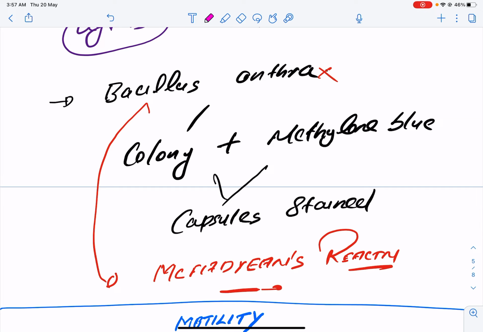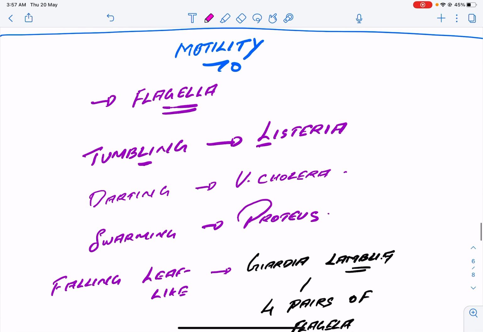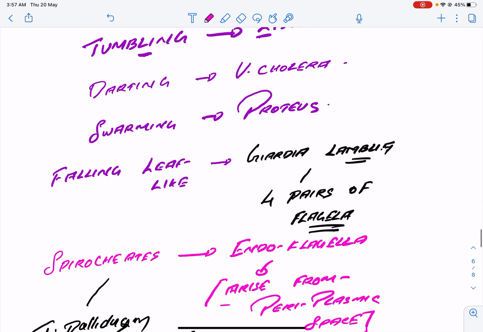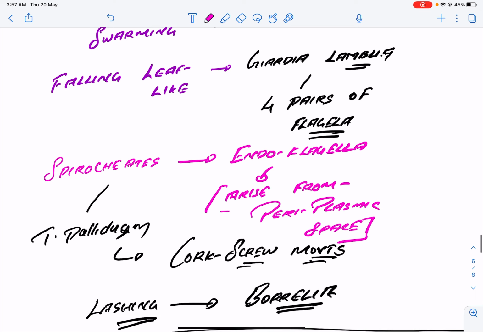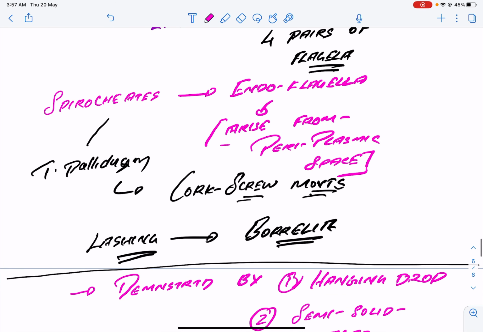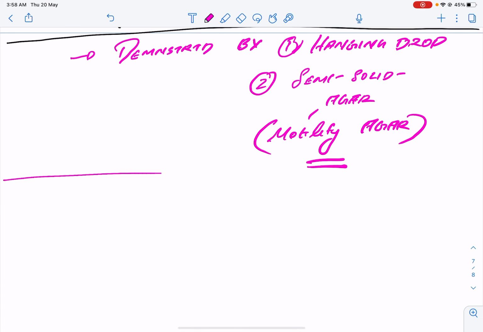Bacillus anthracis, when we mix the colony with methylene blue, you will have capsule stain that has a specific name called McFadyean's reaction. Motility is by flagella, tumbling is by Listeria, darting is by Vibrio cholerae, swarming is Proteus, falling leaf is Giardia lamblia. They have 4 pairs of flagella. Spirochetes have endoflagella. They arise from the periplasmic space. Treponema pallidum shows corkscrew movement. Lashing is Borrelia. All these movements are demonstrated by hanging drop method, or we use semi-solid agar. It's also called motility agar. So, yeah. Then next one, we are going to talk about what? Culture media.